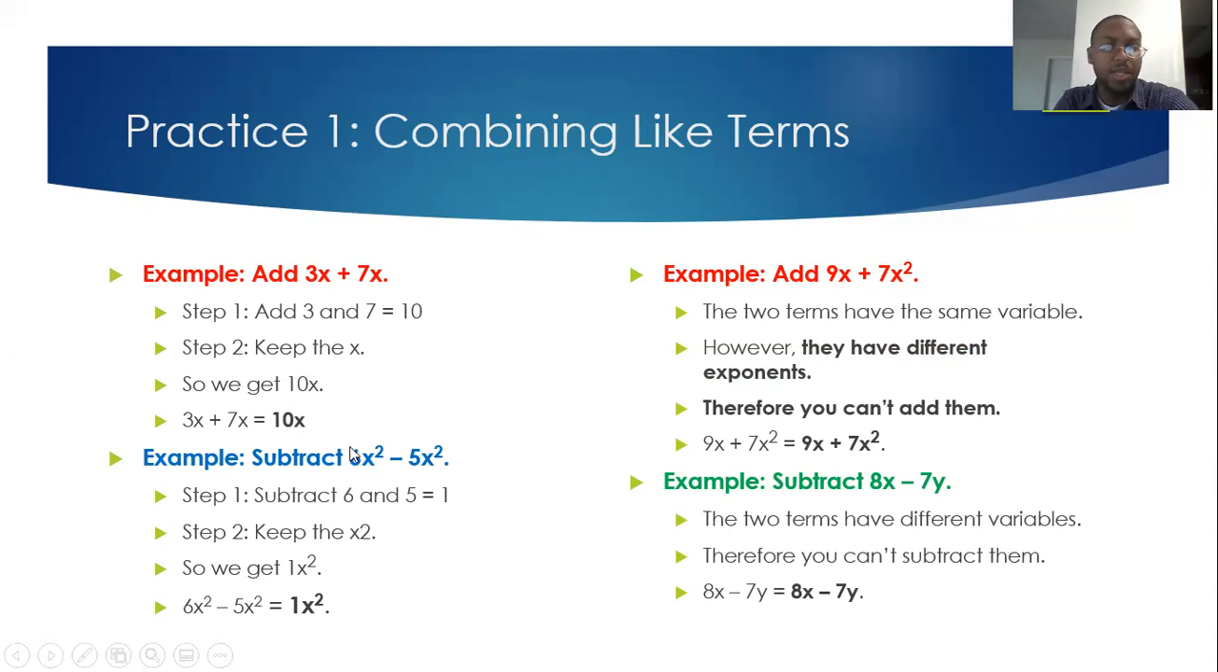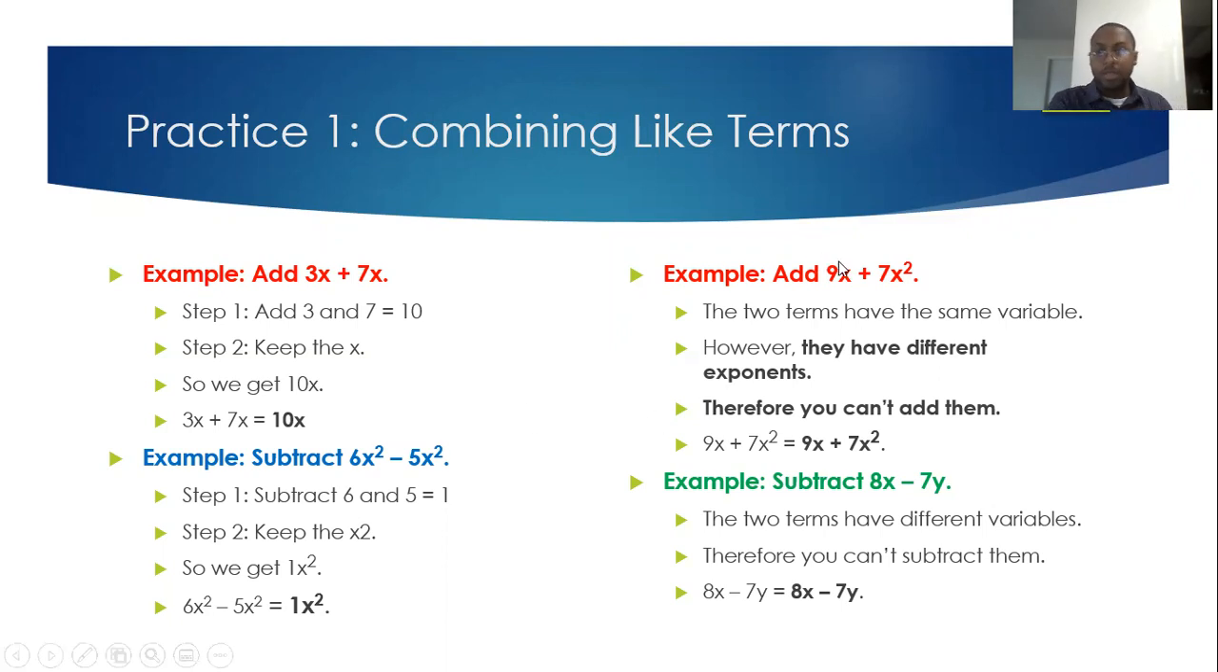All right, 6x squared minus 5x squared. So 6 minus 5 is 1. So 6x squared minus 5x squared gives me 1x squared. Not 1x to the 4th, not 1x to the 0, 1x squared. We keep the variable and the power the same when we combine like terms.